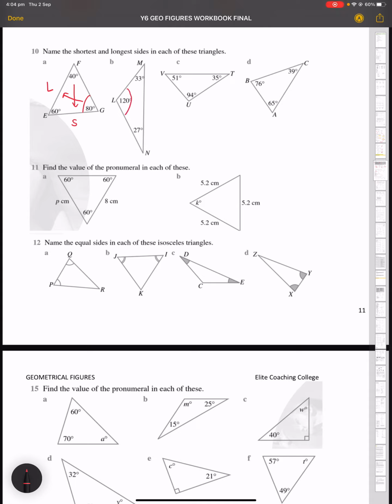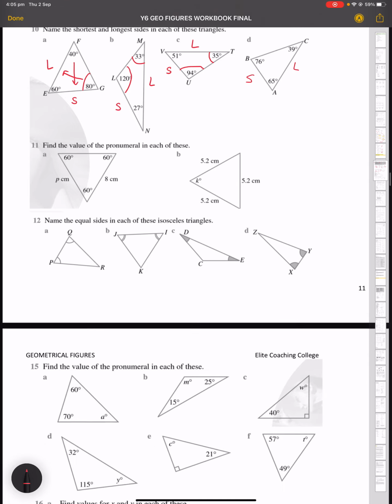Okay, largest angle, largest side. Shortest angle, I mean smallest angle, shortest side. Largest angle, 94 degrees, longest side. Smallest angle, shortest side. 76 degrees is the largest angle, which means this has to be the largest side, and 39 is the smallest angle, so this has to be the shortest side.